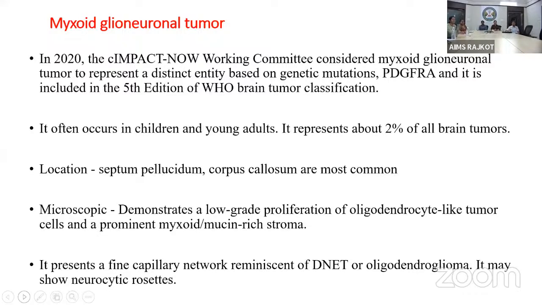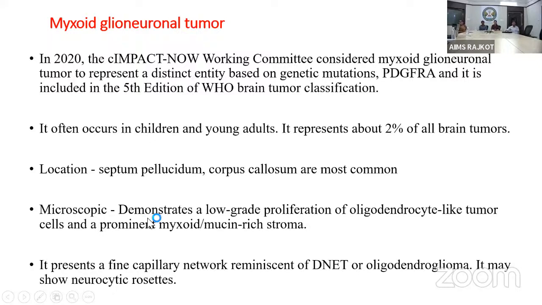Second category is myxoid glioneuronal tumor. This tumor occurs in children and young adults and represents approximately 2% of all brain tumors. This tumor is characterized by a genetic mutation in the platelet-derived growth factor receptor A, most commonly located in the septum pellucidum and also the corpus callosum region.